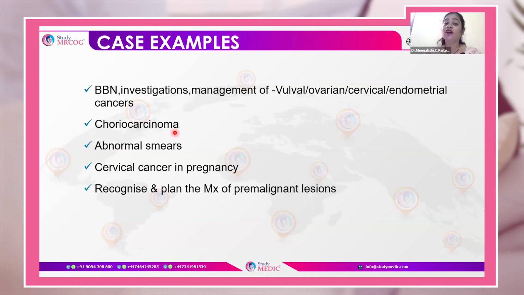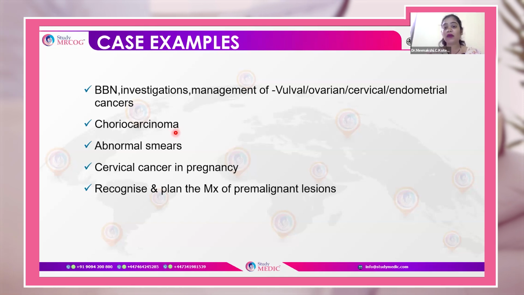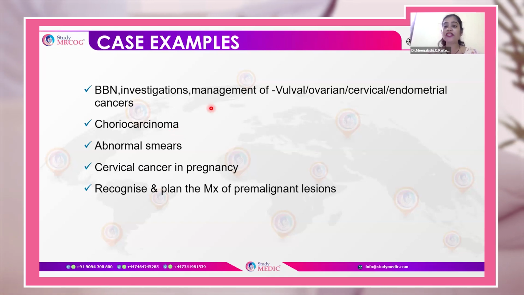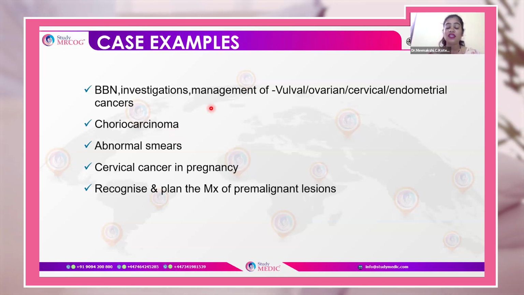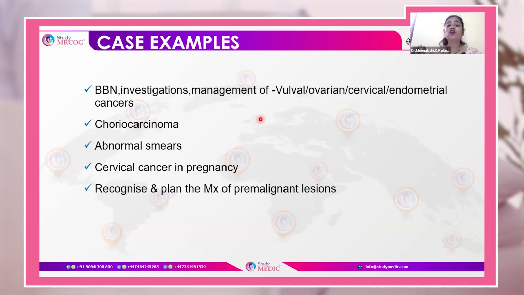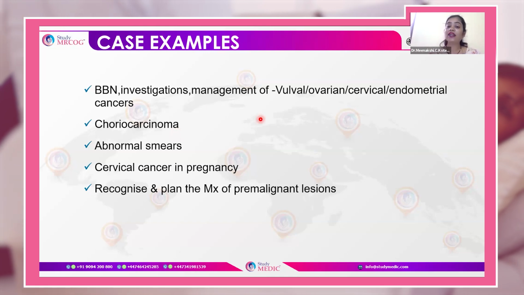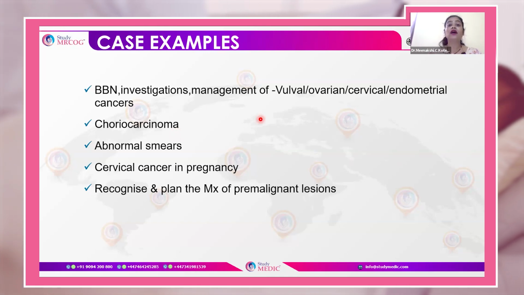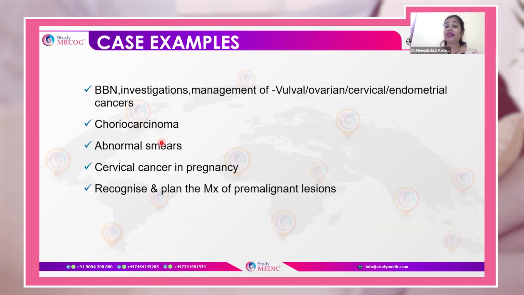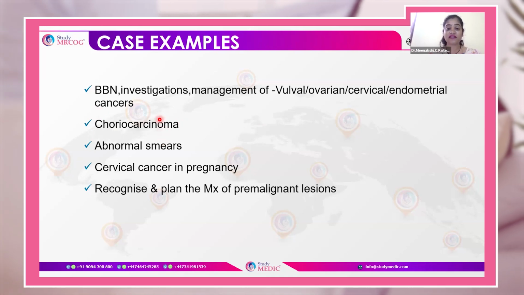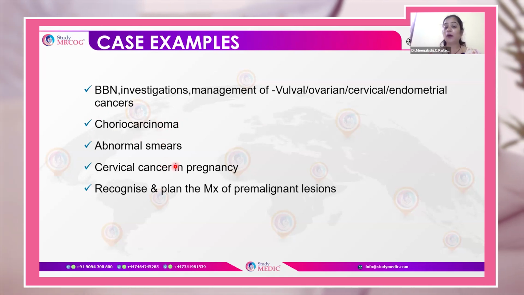the management as well for each of the cancers, like how you are going to go about it, especially for cervical cancer. It could be a bit tricky because at each stage the management is going to be a bit different. So how you're going to manage, whether it's surgery or concurrent chemoradiation, that is all something that you need to be very well aware of. And you need to be learning about choriocarcinoma as well, which is very, very important. And then about the abnormal smears.